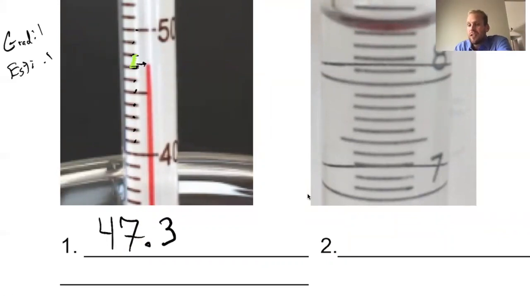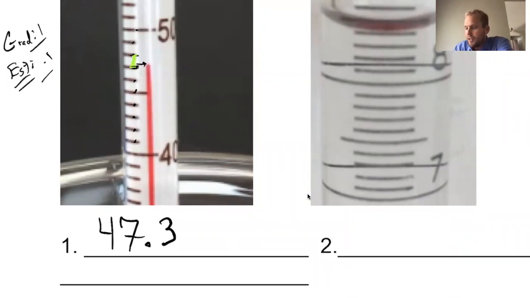You couldn't say 47.35. You can't say that with any reliability. It's got to be an increment of 0.1. It's got to be an increment of the estimate. And what is the estimate equivalent to? Again, it's equivalent to 1/10 of the graduates. So the graduates are going by ones, the estimate's going by 0.1.